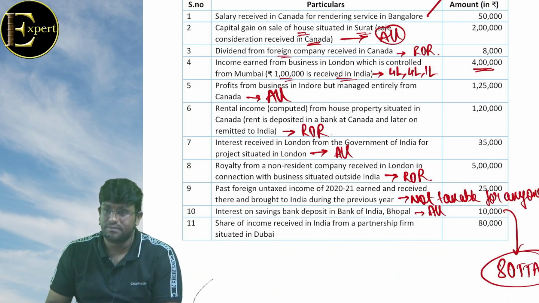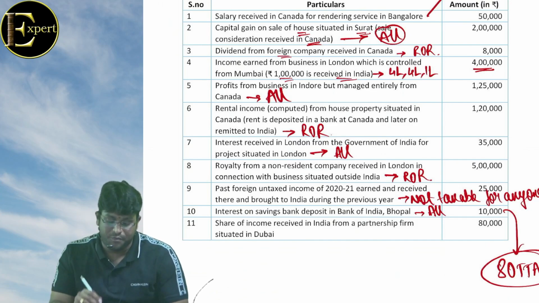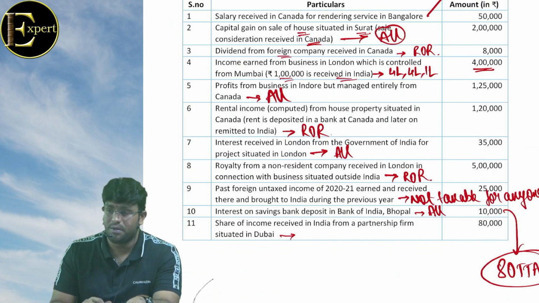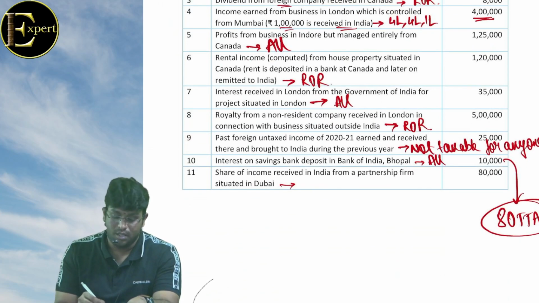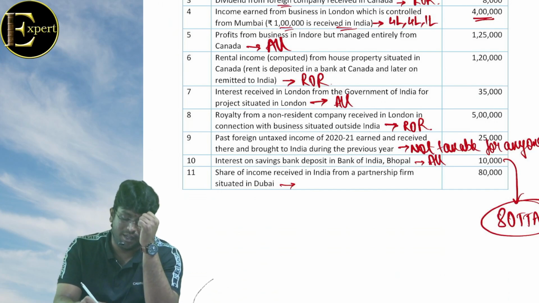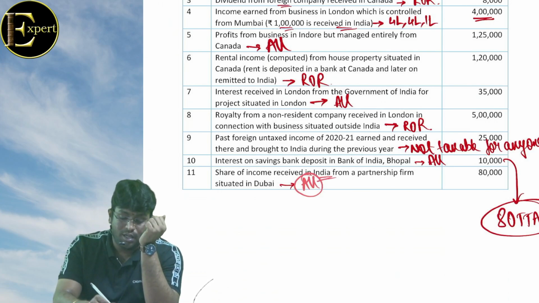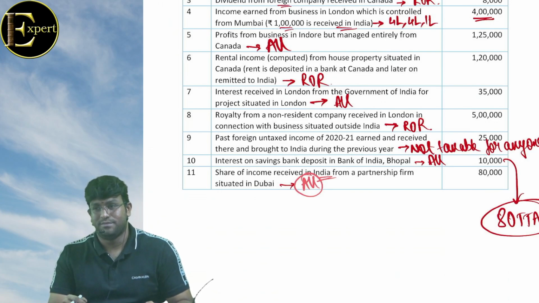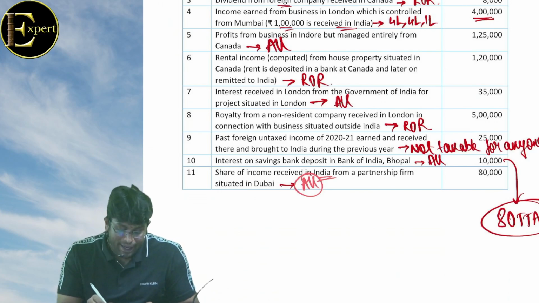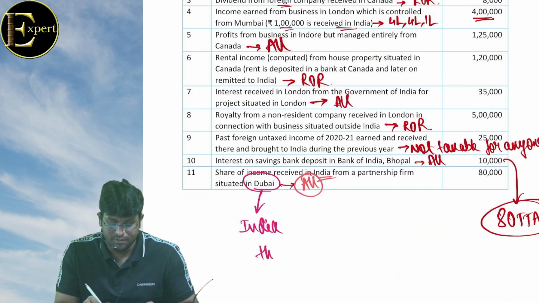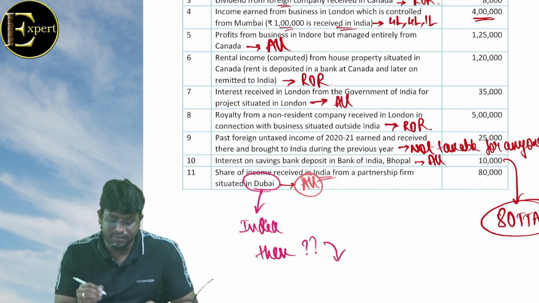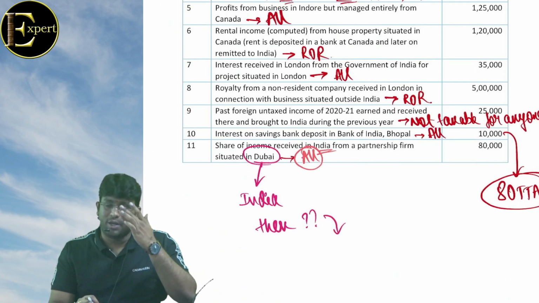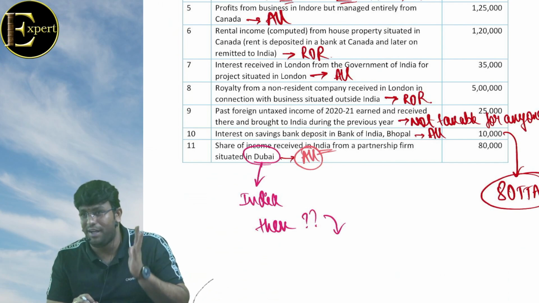Last point. Share of income received in India from a partnership firm in Dubai. इतना क्या सोच रहे भाई? Taxable for all received in India. अरे इतना सोचने का क्या है यार? समझ में आया क्या? Now I'll ask you one question. Think properly and tell me. If this Dubai is replaced by India, then what will happen?